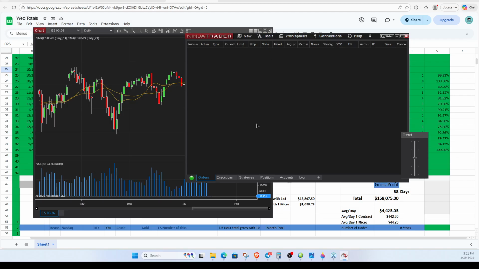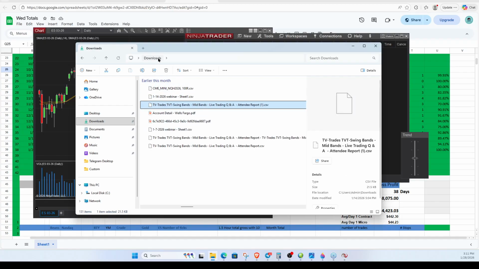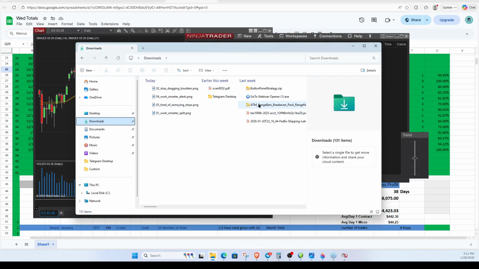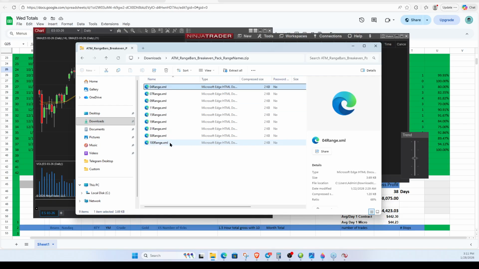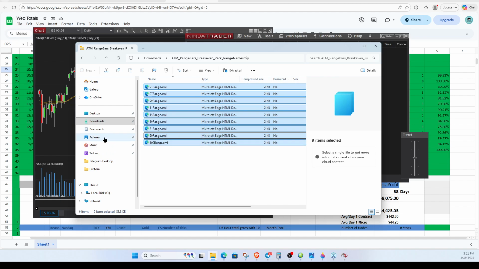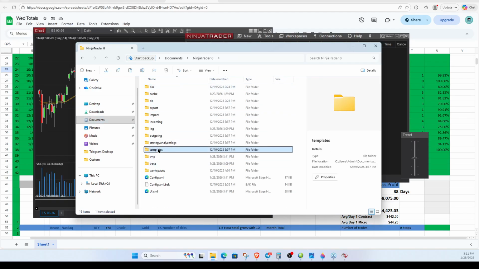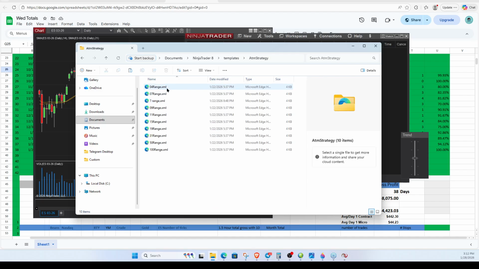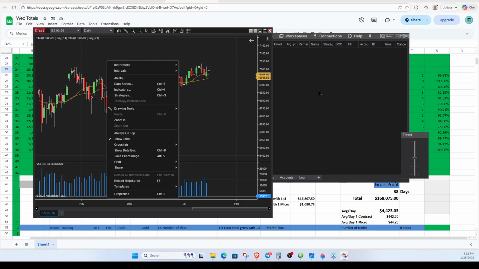The other file that's out there is this one. Yeah, this one. You take all these things right here and copy them, and you put them in Documents, NinjaTrader 8, Templates, ATM Strategies. You drop them all right in here. Copy them into this folder. Okay. Then, once you've done all that and you have your button strategy loaded by doing that import zip file.